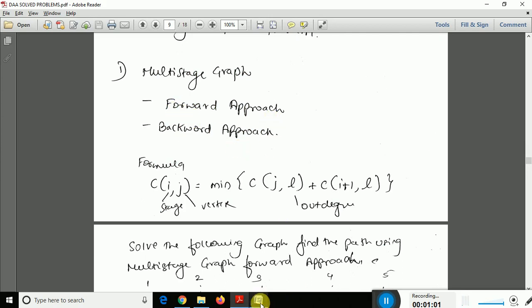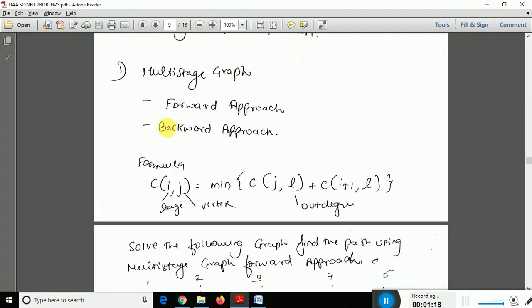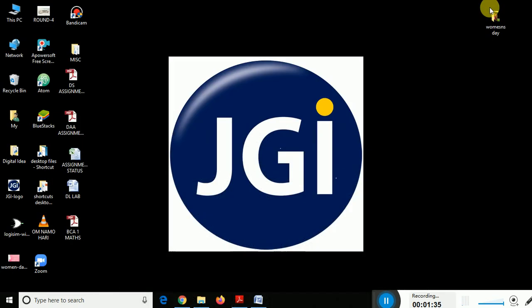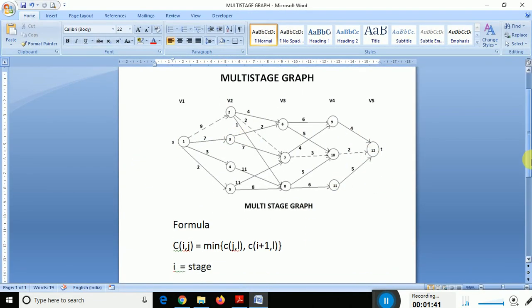So what does forward approach mean? We have to move from back to front, that is in the opposite direction, and in the backward approach, front to back. But here it is showing the arrows from left to right, but they have told us to solve this using the forward approach. Solve the following graph, find the path using multi-stage forward approach. So once they have told us to find the forward approach, it is from 12 to 1, that is this one. From 12 to 1 we have to make the forward approach.